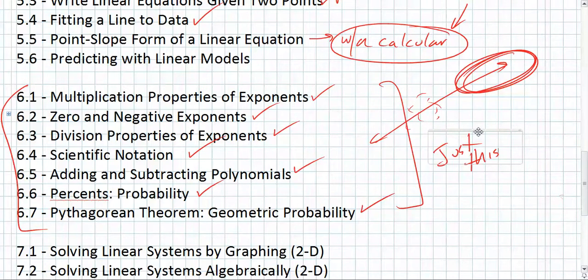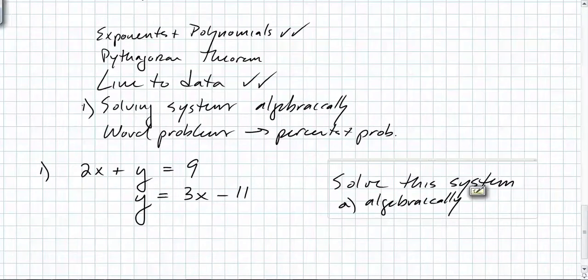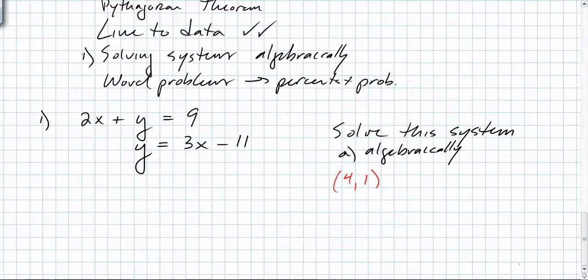What I would like you to do now, Ashley, what do you think the answer is? We're supposed to find the answer for x and y both. Correct. X equals 4 and y equals 1. How would you check that answer? Plug it in and see if it makes it true. 2 times 4 plus 1, what does that equal? 9. So that's happy.